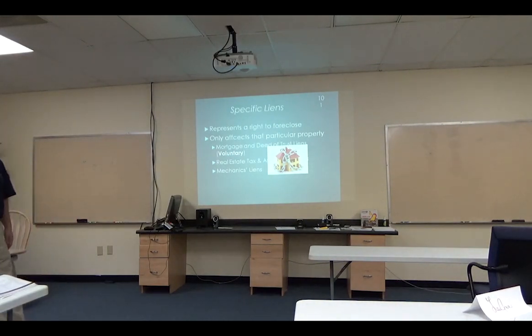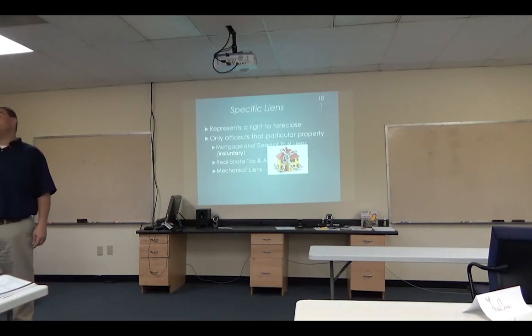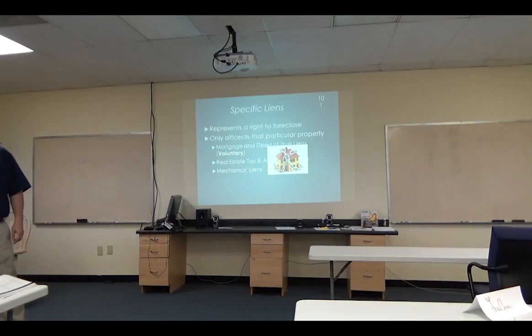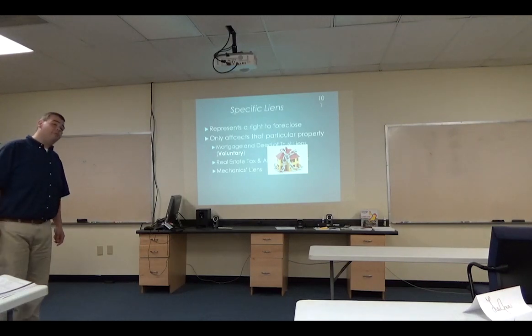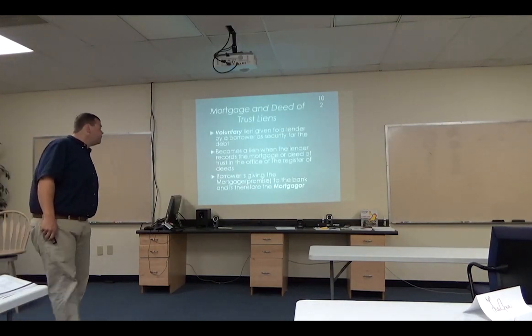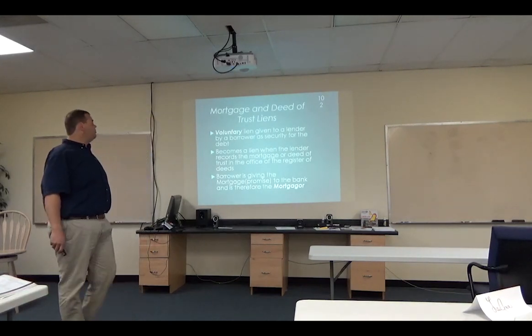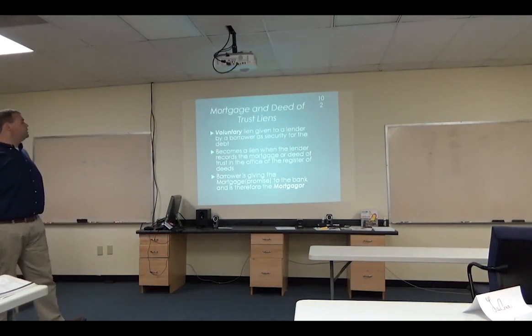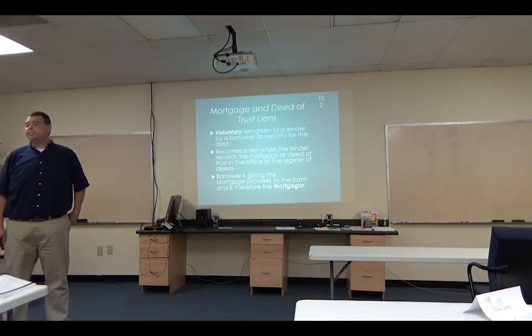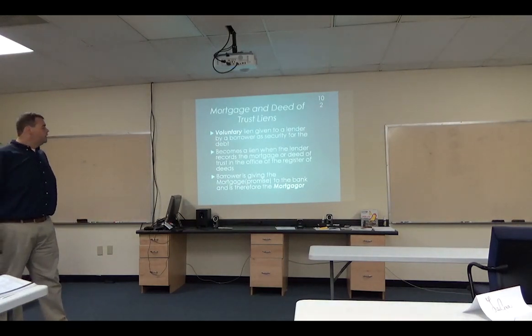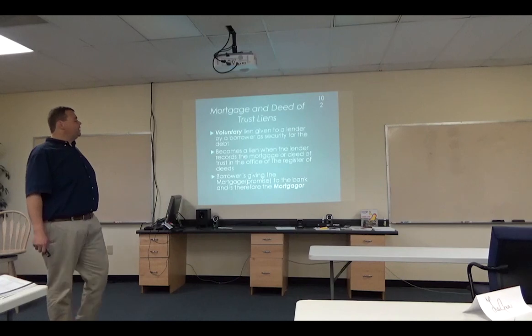There's also involuntary liens, like tax liens. In this case, we're talking about real property tax liens. And we're going to talk specifically about those and then about mechanics liens as well. So mortgages and deeds of trust are voluntary, and they become a lien when the lender records the mortgage or deed of trust in the Register of Deeds office. And it says the borrower is giving the mortgage.